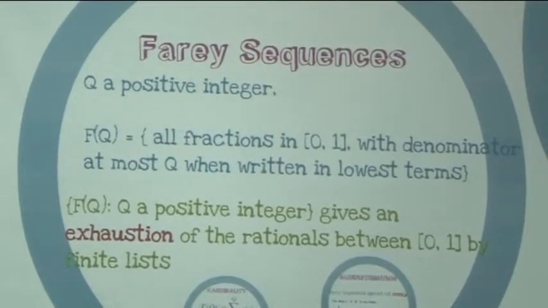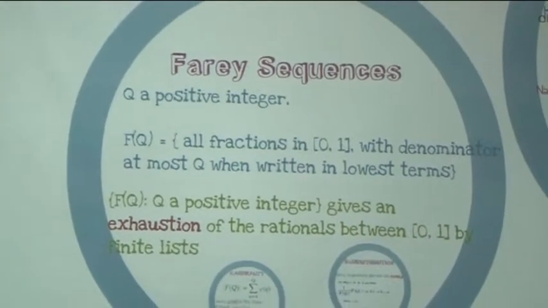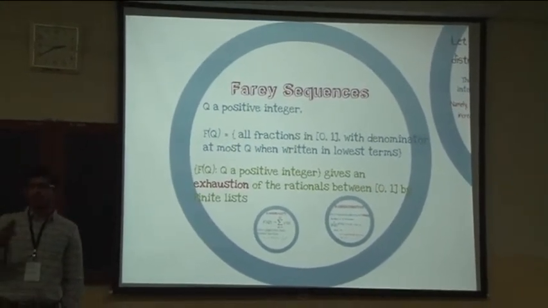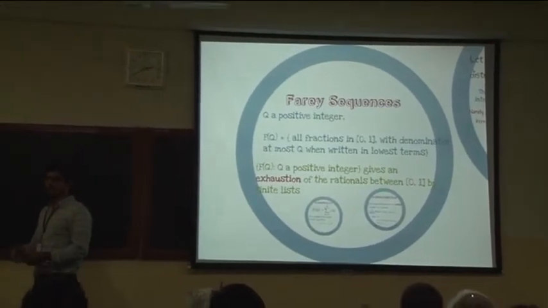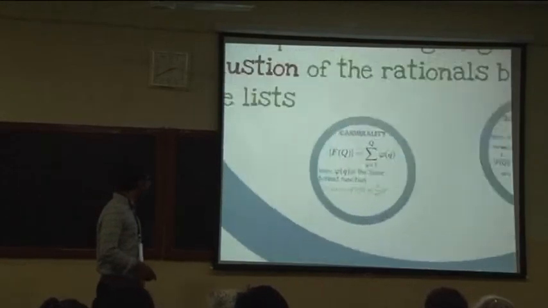So this gives you an exhaustion, an increasing nested sequence that exhausts the rational numbers between 0 and 1 as q goes to infinity. And as all people who care about Diophantine approximation know, one really only cares about rational numbers between 0 and 1. Everything else is just an integer translate.